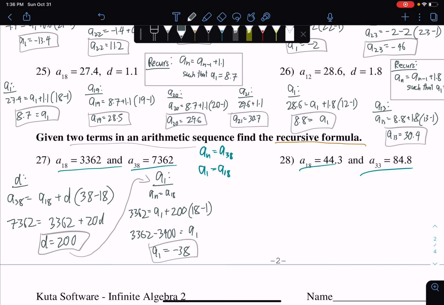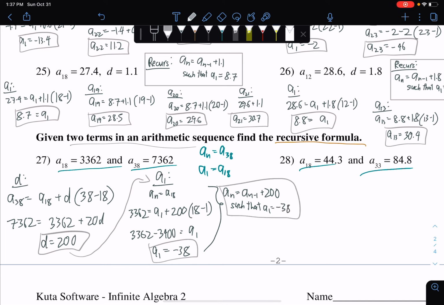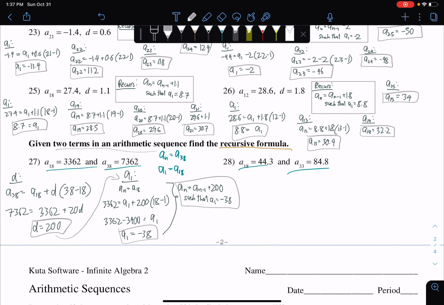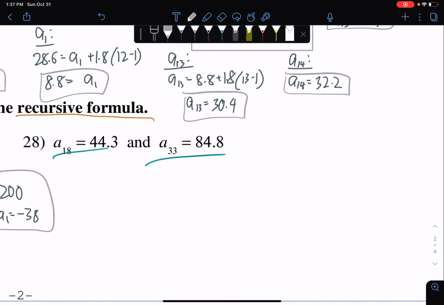Now, let's place them in the recursive formula: a sub n is equal to a sub n minus 1 plus 200, such that a sub 1 is equal to negative 38. There you go. That is our answer for number 27. Now, for number 28, let's assume again that a sub 33, the bigger one, is a sub n. The smaller will be our a sub 1.